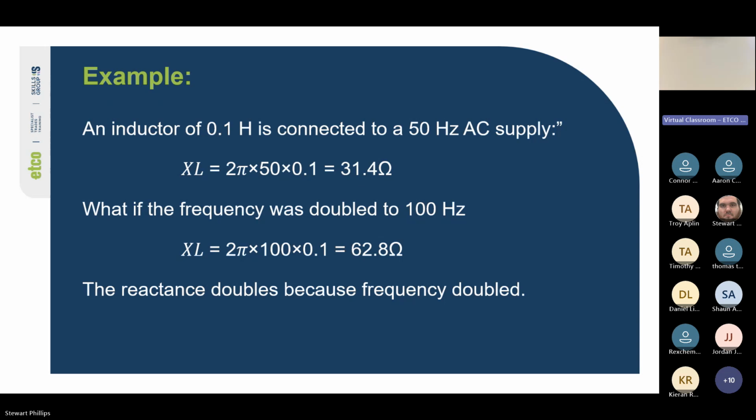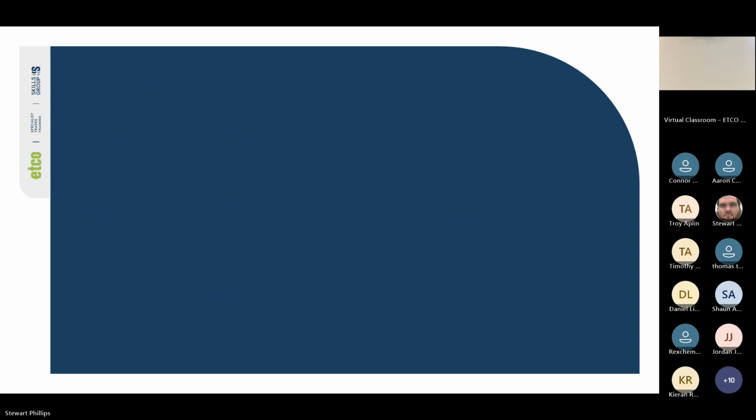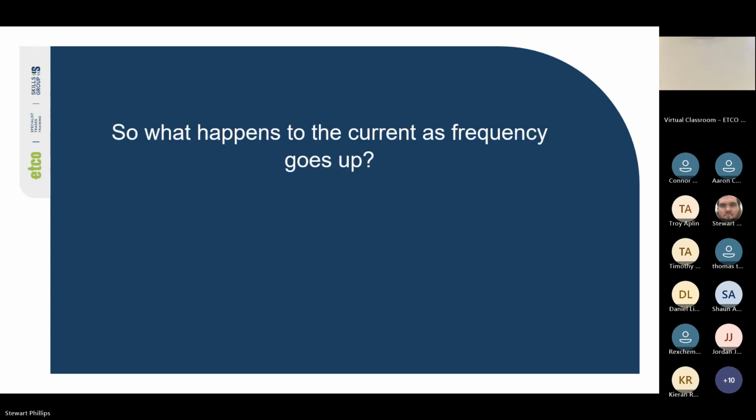Sweet. We're almost at the end, guys. Cool. So think of an inductor. Remember, like we talked about the heavy flywheel in a machine. It resists sudden change in motion. So just as an inductor resists changes in current. So what would happen to the current as the frequency goes up? What do you think would happen to the current as we increase the frequency?